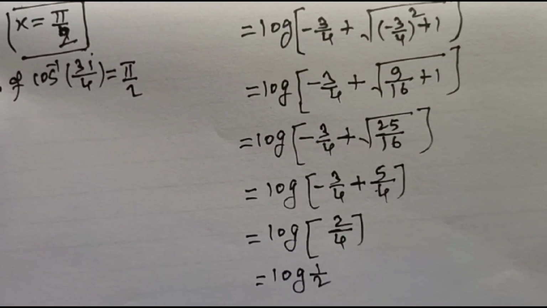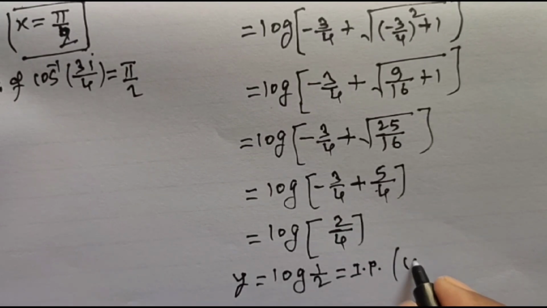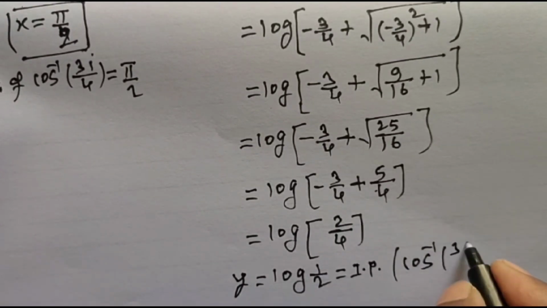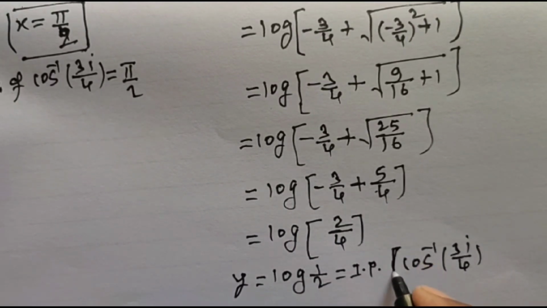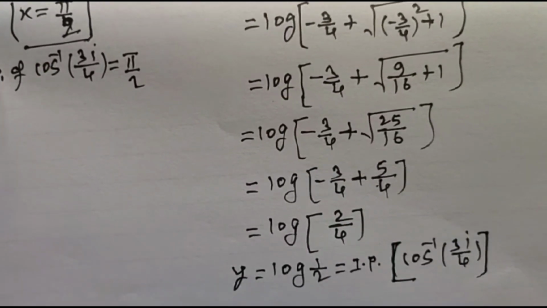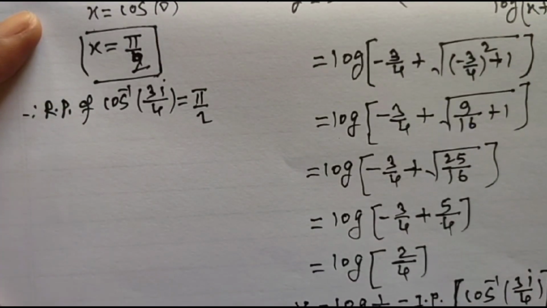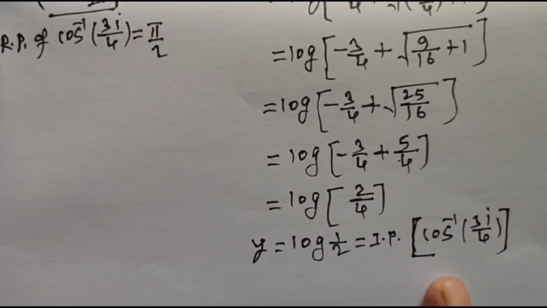This is y, and y is nothing but imaginary part of cos inverse 3i divided by 4, imaginary part of this complex number. In this way, we have solved this sum. This is the real part, and this is imaginary part of given complex number.